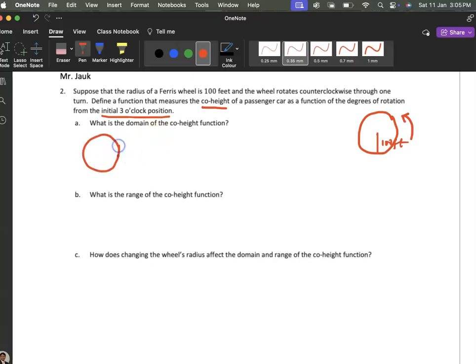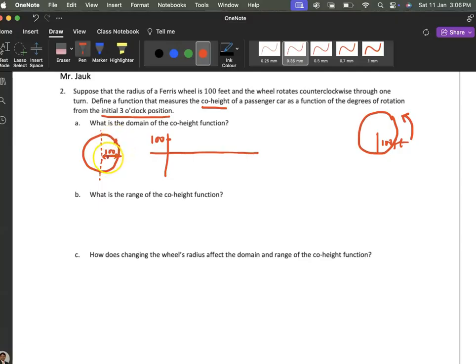So you start with the 3 o'clock position. It's going anti-clockwise. If you're looking at the co-height, first my co-height will be maximum. If I'm drawing my graph, first you'd start at 3 o'clock. So 3 o'clock means maximum. Radius is 100, no? This is maximum. Okay, yeah. 100.